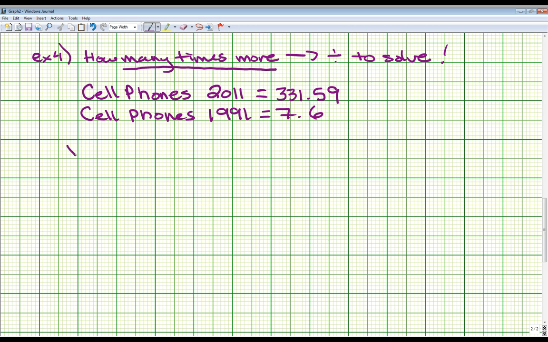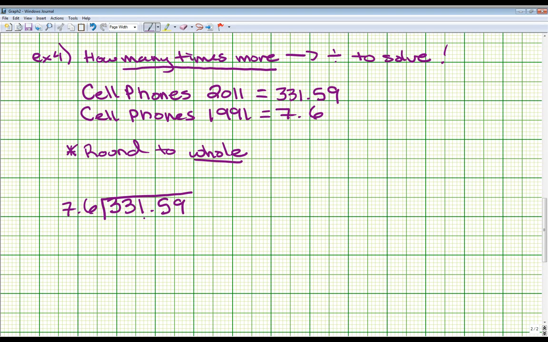And then one more key piece that they tell us here is we're going to round to the nearest whole number. That kind of helps us figure this out a little bit easier. So if we take a look, we're going to use division for this problem. So we're going to divide our two numbers. We're going to take 331.59 and we're going to divide that by 7.6.